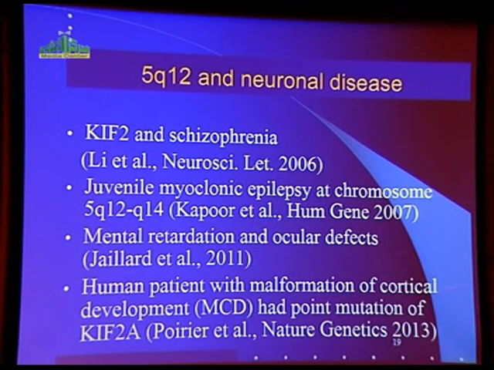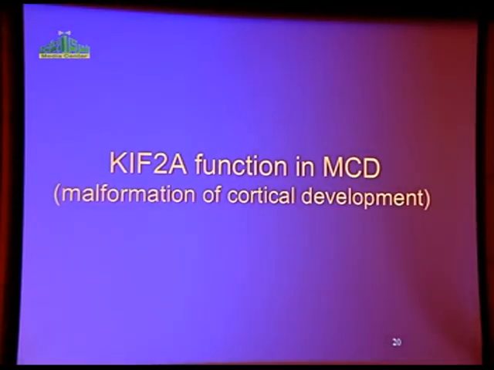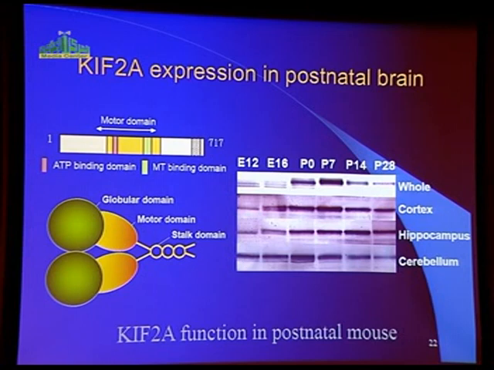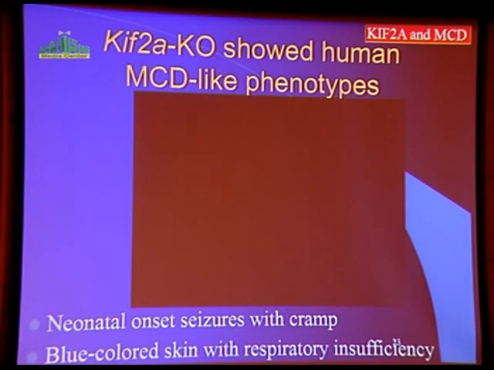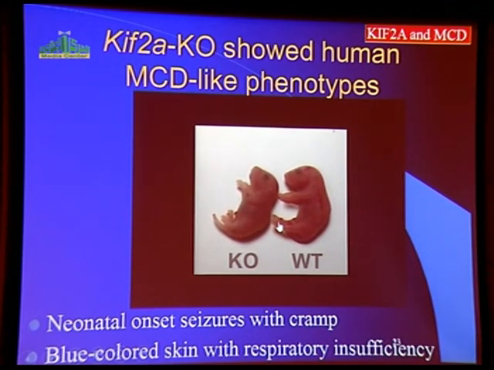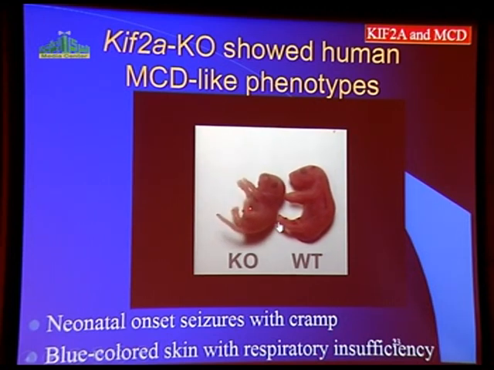and severe seizure, epileptic seizure. So first we studied why the MCD occurs. And we analyzed KIF2A conventional knockout mice. And you can see this is a knockout and wild type. And you can see in knockout neonatal onset seizure with clonus. You see here? Seizure occurs. Okay?